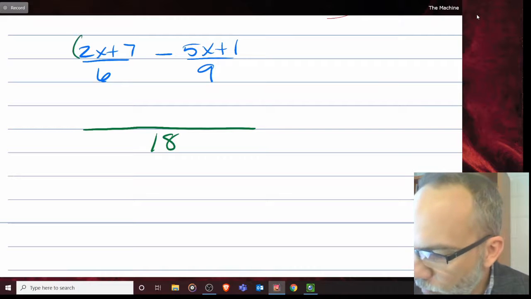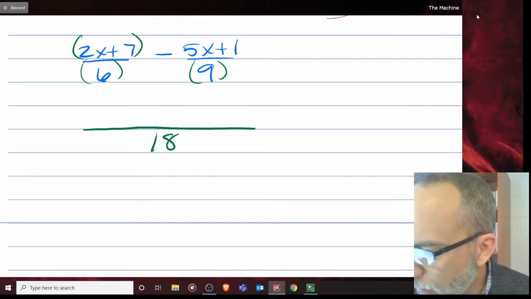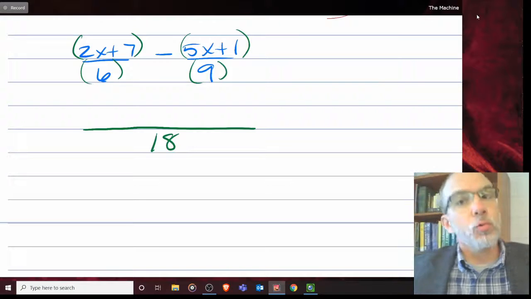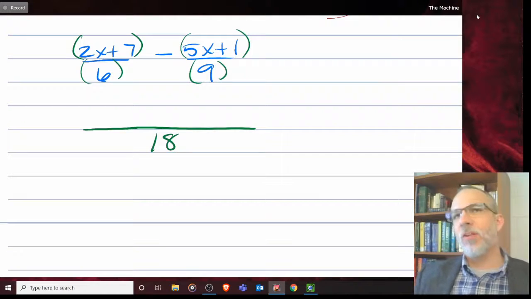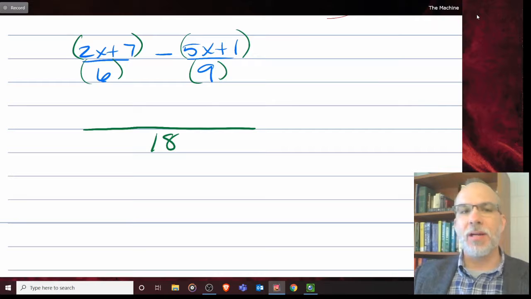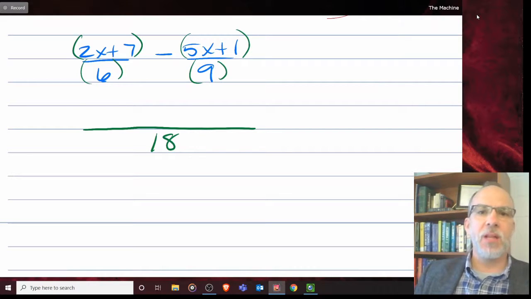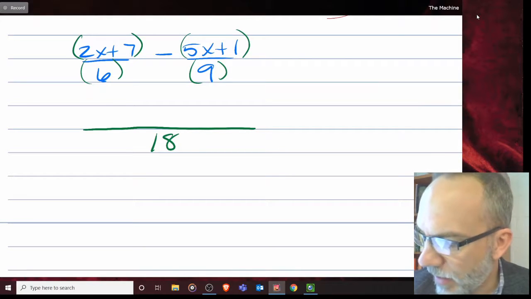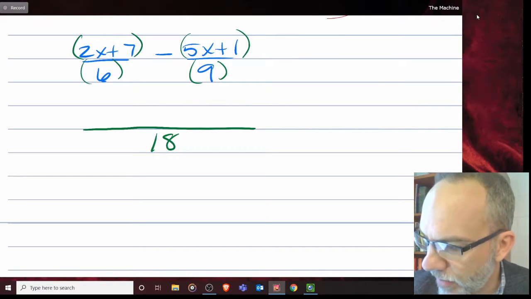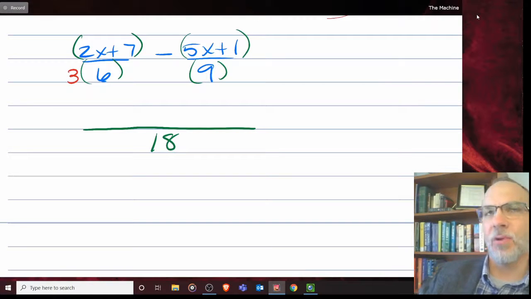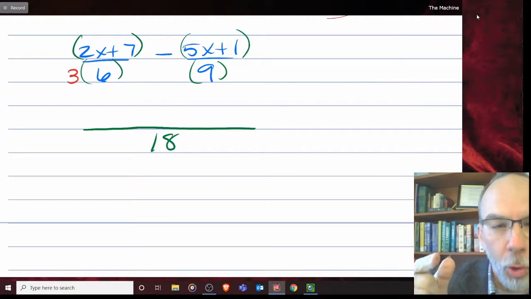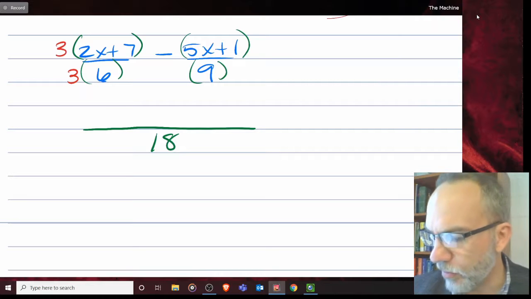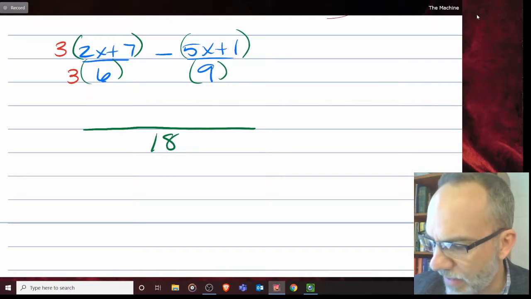Now, put parentheses around all of your numerators and denominators because they are groups. This wasn't as important earlier as it is right now, because that 2x plus 7 on the left and that 5x plus 1 on the right is an entire group that now must be adjusted. So what do I multiply 6 by to get 18? That's going to be multiplied now by 3. But if I multiply the denominator by 3, I have to multiply the whole numerator now by 3. And so let me just drop that package right down in there.